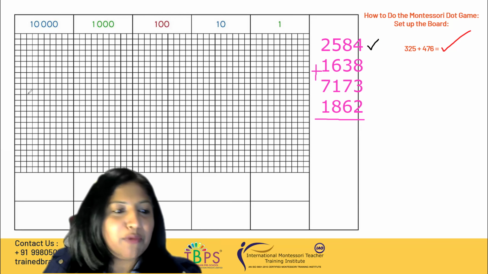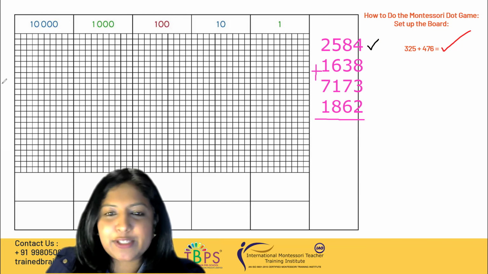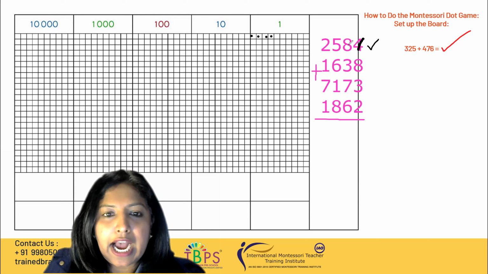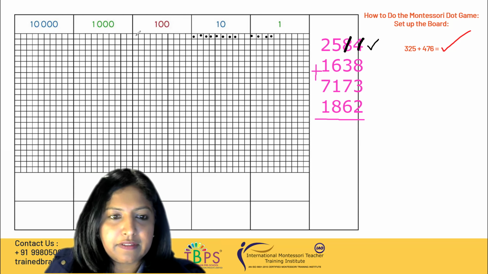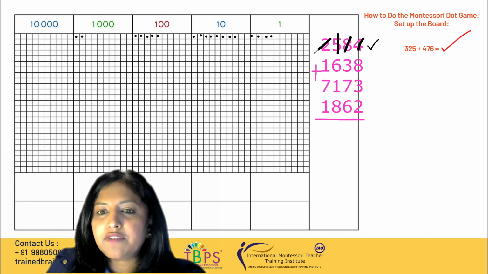How many ones? 4 ones. We'll be a little quicker. So we have 4 ones: 1, 2, 3, 4. We are done with 4. How many tens? 8 tens: 1 ten, 2 tens, 3 tens, 4 tens, 5 tens, 6 tens, 7 tens, 8 tens. How many hundreds? 500: 100, 200, 300, 400, 500. How many thousands? 2,000. So we are done with our first number.